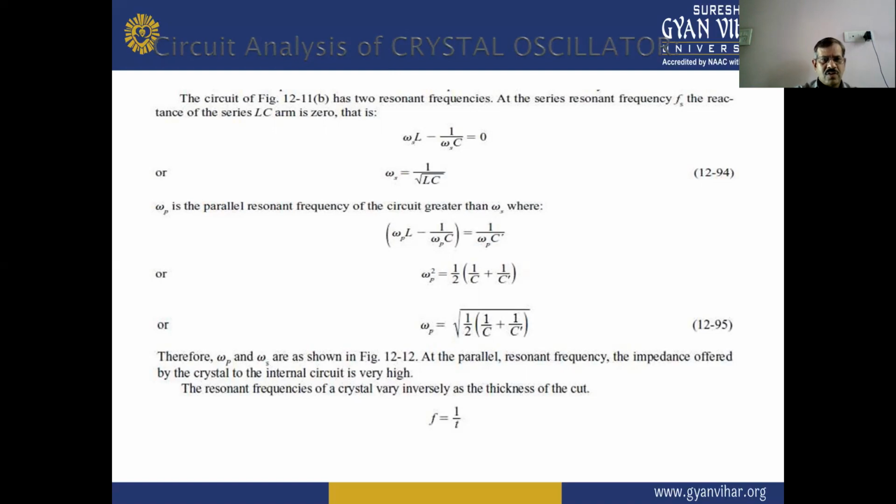Therefore omega P and omega S are shown in the second figure, B. At the parallel resonant frequency, the impedance offered by the crystal to the external circuit is very high. The resonant frequency of a crystal varies inversely as the thickness of the cut, so f is proportional to 1 upon t.